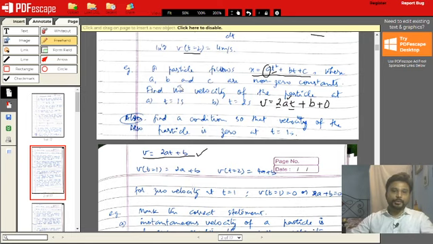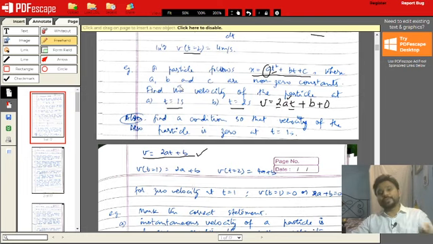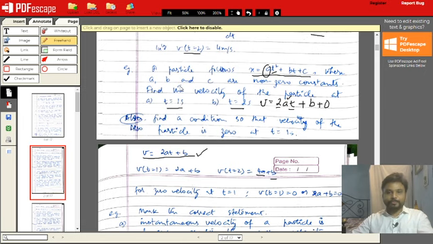Next, we have to find the velocity of the particle at 1 second and 2 seconds. So we substitute the values of t in what we have obtained. We have obtained the velocity at any time t to be 2at plus b. So we substitute the value of t in that velocity. We substitute t equal to 1 second here. So that would be 2a into 1 plus b, so that is 2a plus b. Velocity at t equal to 2 seconds would be substituting t equal to 2 in that. That would be 2a into 2, that would be 4a plus b. So that is the velocity at t equal to 2 seconds.